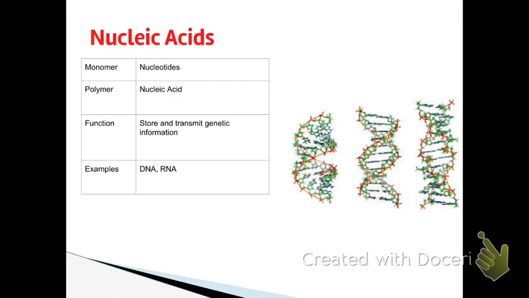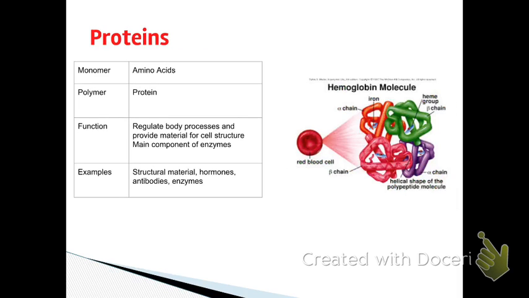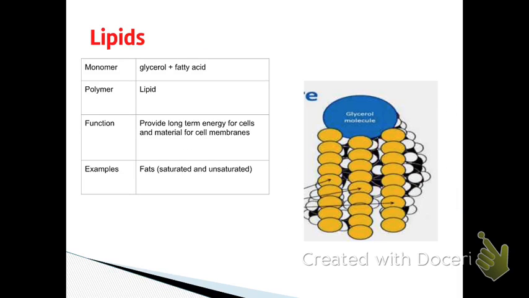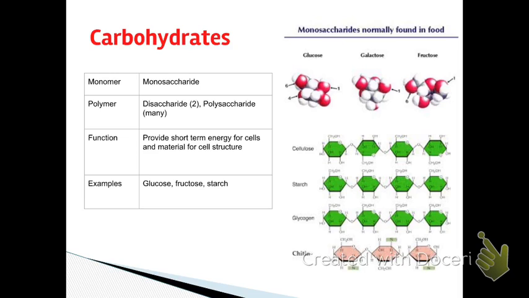So those are the four: nucleic acids, proteins, lipids, and carbohydrates. If I were to focus on my studying, I would know the monomer, the polymer, the function, and examples of each one. That would probably be the most important thing you need to know.